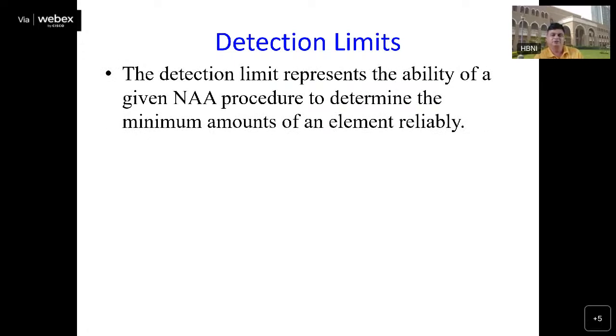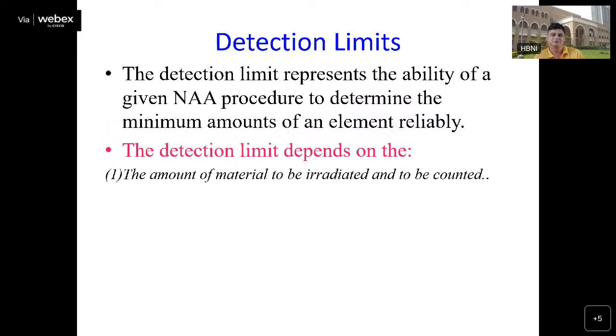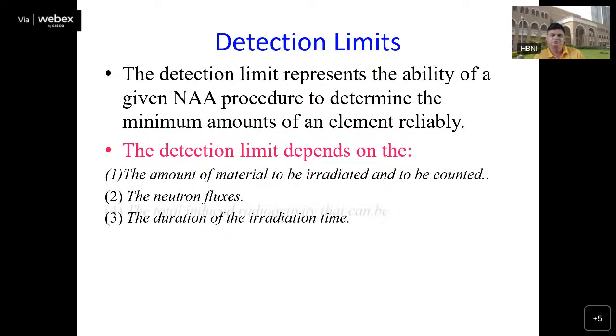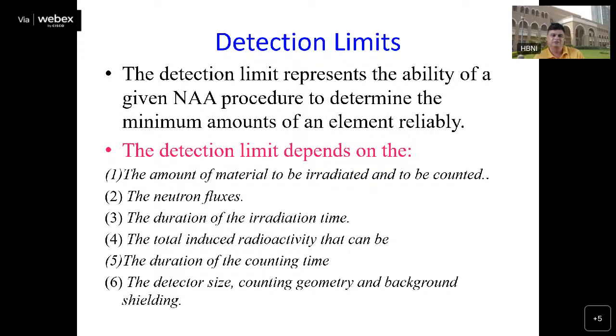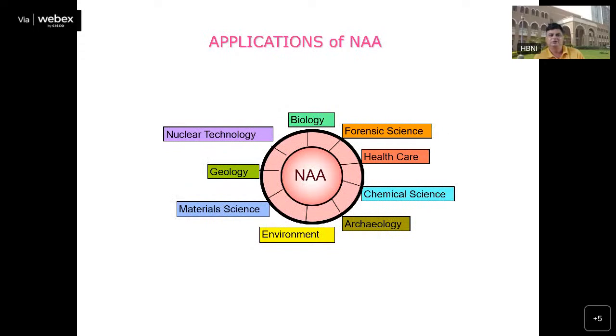The detection limit, as in other techniques also, represents the ability of a given neutron activation analysis procedure to determine the minimum amount of elements reliably. Detection limit depends on the amount of material to be irradiated and counted, neutron flux, the duration of the irradiation time, the total induced radioactivity, and the duration of the counting time, the detector size, counting geometry, and the background.